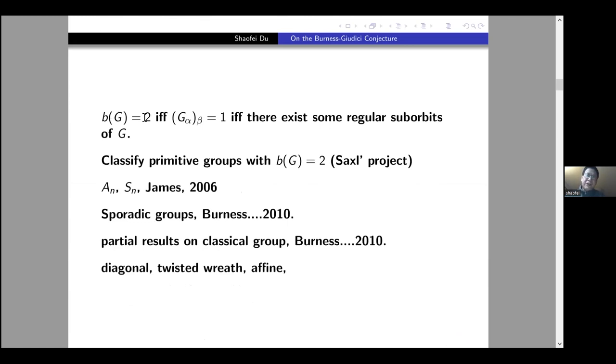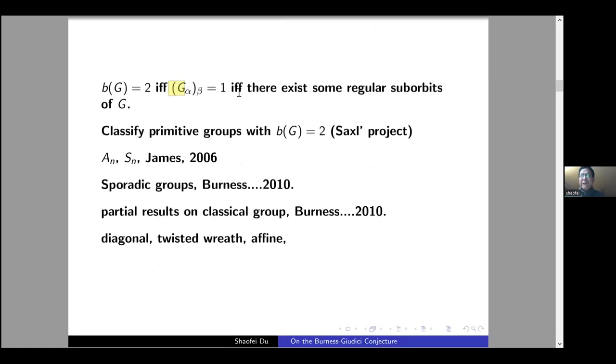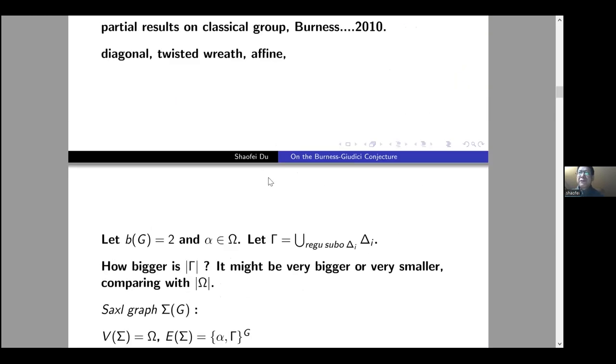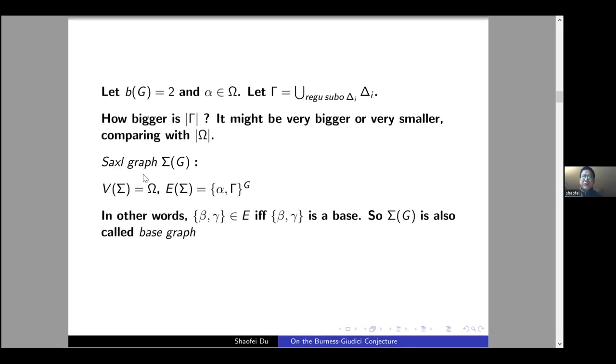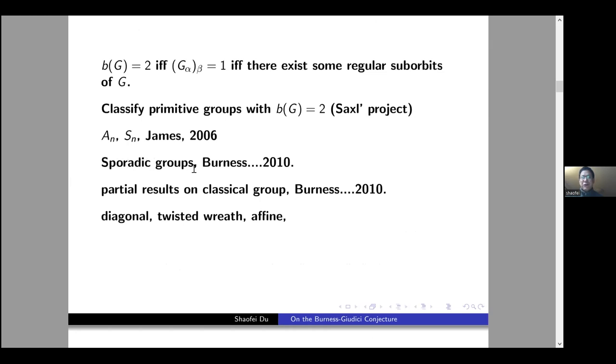By definition, b(G) is 2 if and only if, for G_alpha fixing beta, we have the identity element. That means there is some regular suborbit, so G_alpha acting on the suborbit containing beta is a regular suborbit. One of the projects was to classify primitive groups with b(G) equal to 2. You find all such primitive groups with b(G) equal to 2. For A_n and S_n, it was done by James in 2006. For the sporadic groups, Burness did it. For classical groups, there are also results by Burness. For the diagonal type and affine type, there are some partial results.